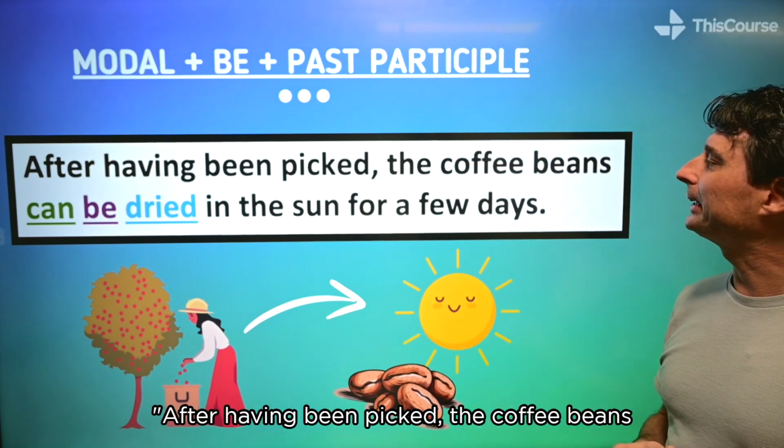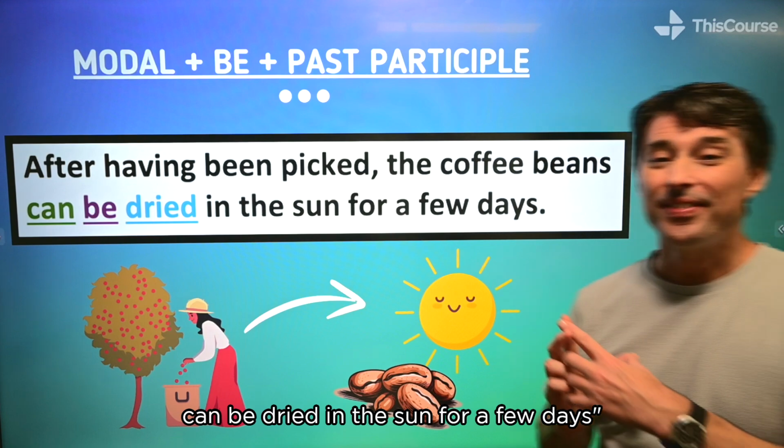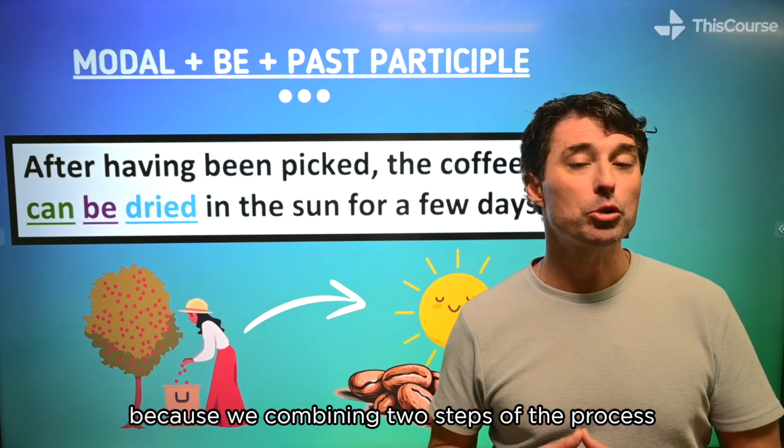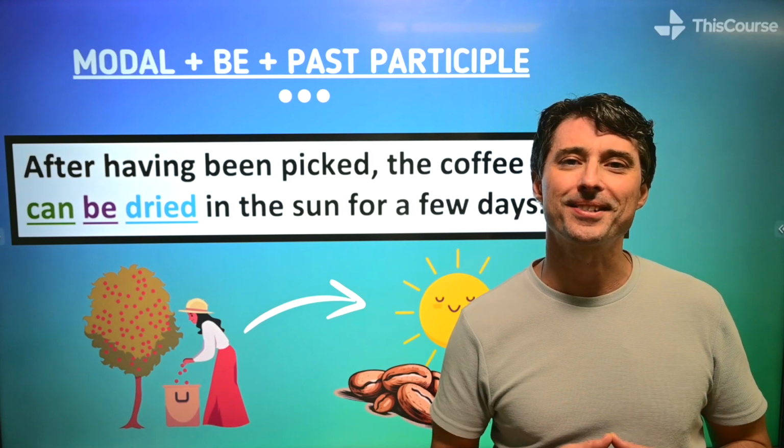After having been picked, the coffee beans can be dried in the sun for a few days. This is a really great sentence because we're combining 2 steps of the process into one sentence.